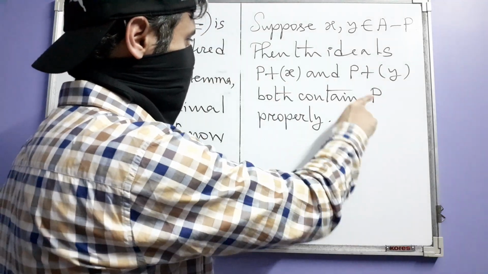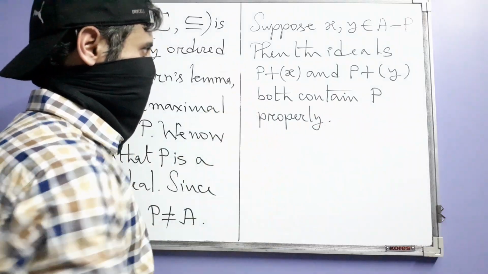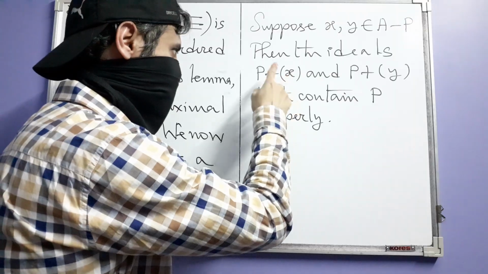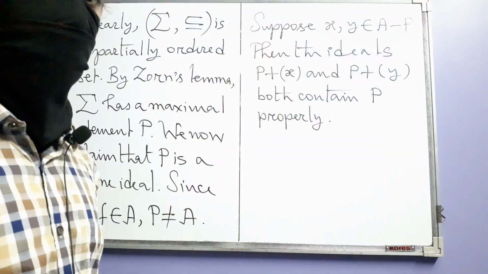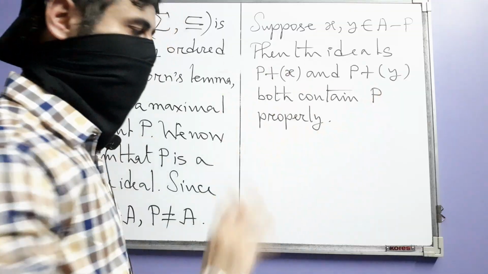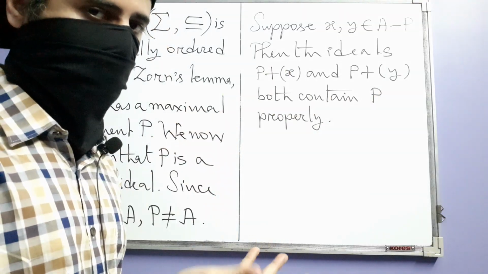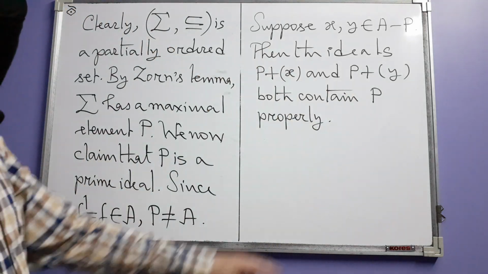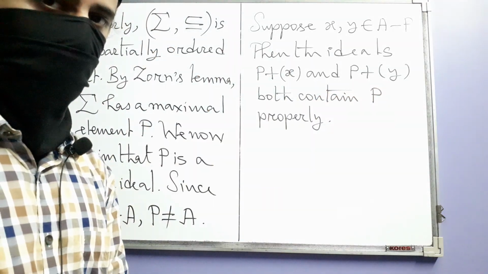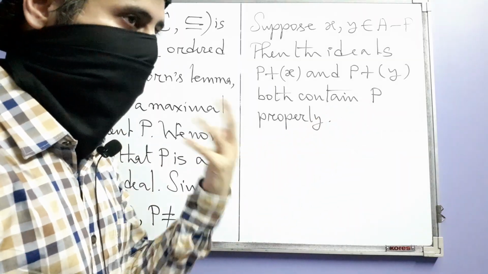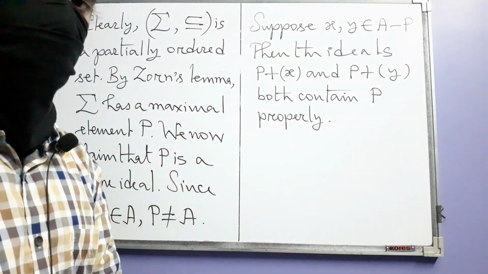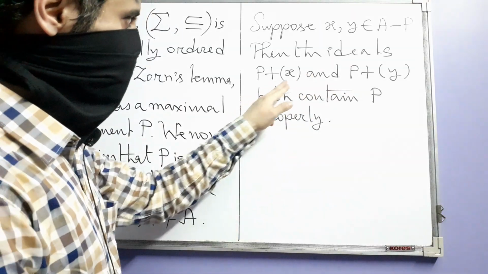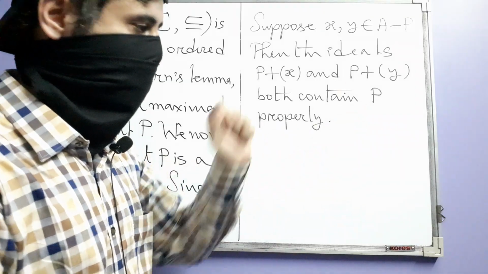But why does it contain P properly? Why is P a proper subset of this? Well, because besides containing P, this ideal also contains the element X, which is not in P. So this cannot possibly be equal to P because it has an extra element X, at least one. And that is why it properly contains P. Just like that, this one also properly contains P. However, P is a maximal element of that collection sigma. So can these ideals belong to sigma? No, because if they are in sigma, they would violate the maximality of P.